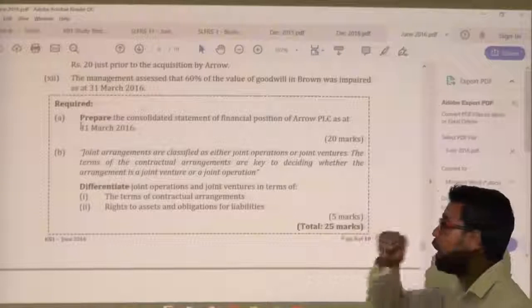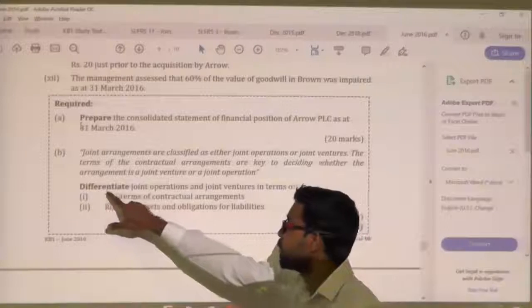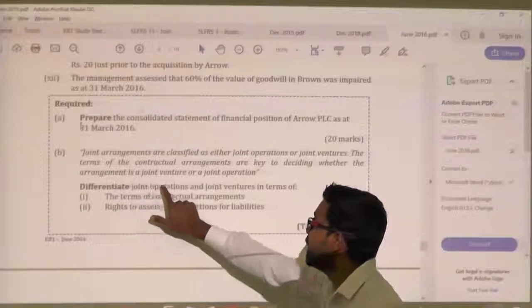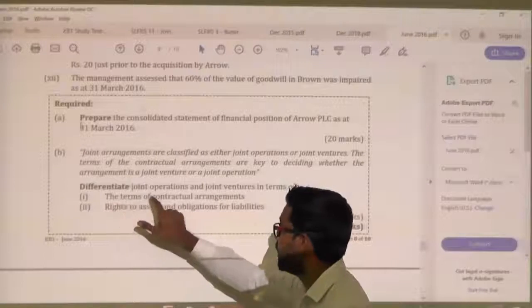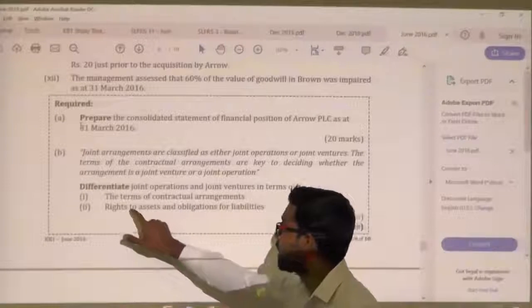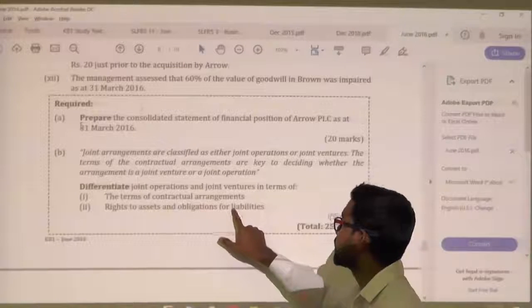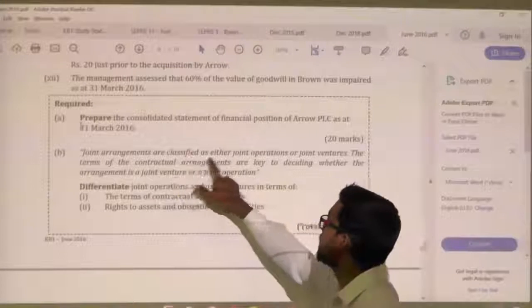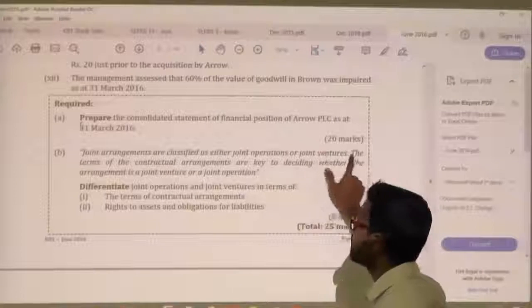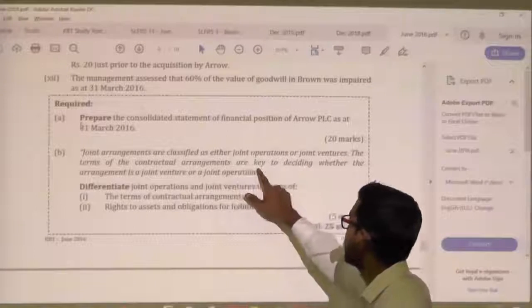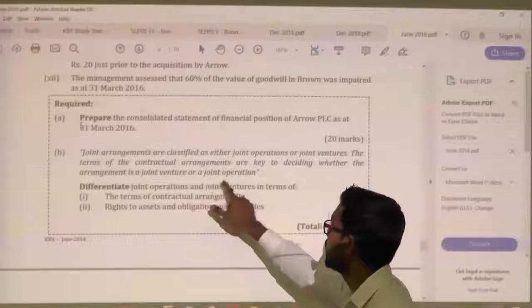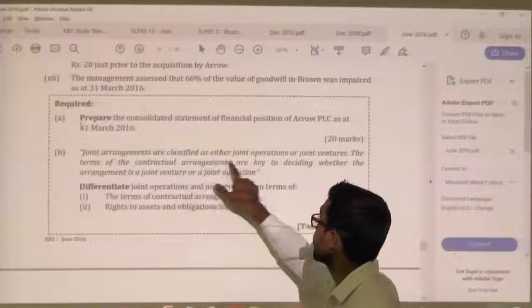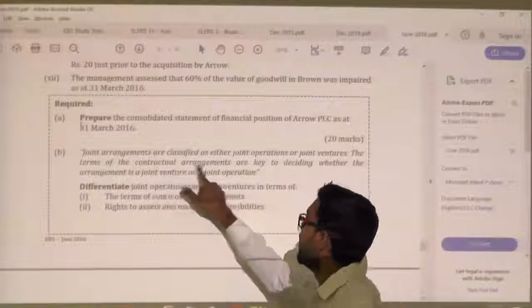No, that is wrong. The examiner has clearly explained that you differentiate joint operation and joint venture in terms of these two: the terms of the contractual arrangement, and rights to the asset and obligation for the liabilities. Joint arrangements are classified as joint operations or joint ventures. The terms of the contractual arrangement are key to deciding whether the arrangement is a joint venture or a joint operation. Underline the word contractual, terms of the contractual arrangement.